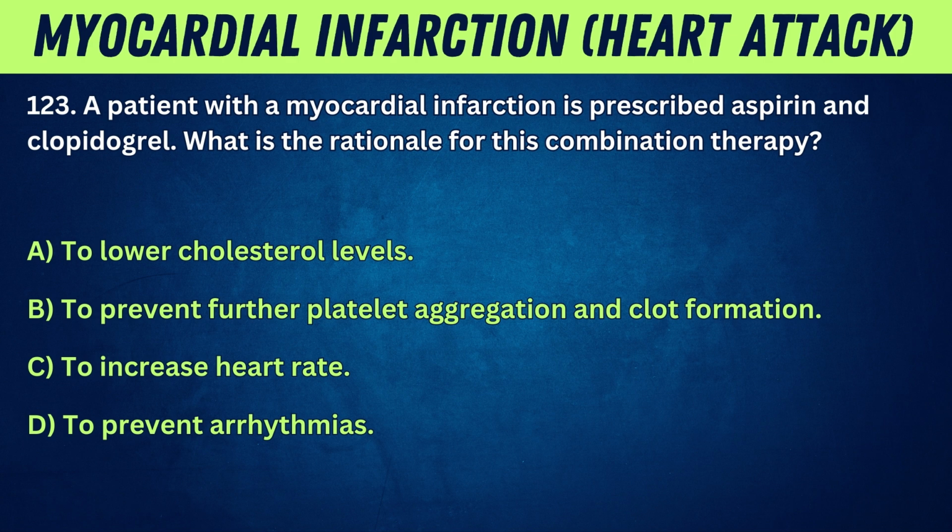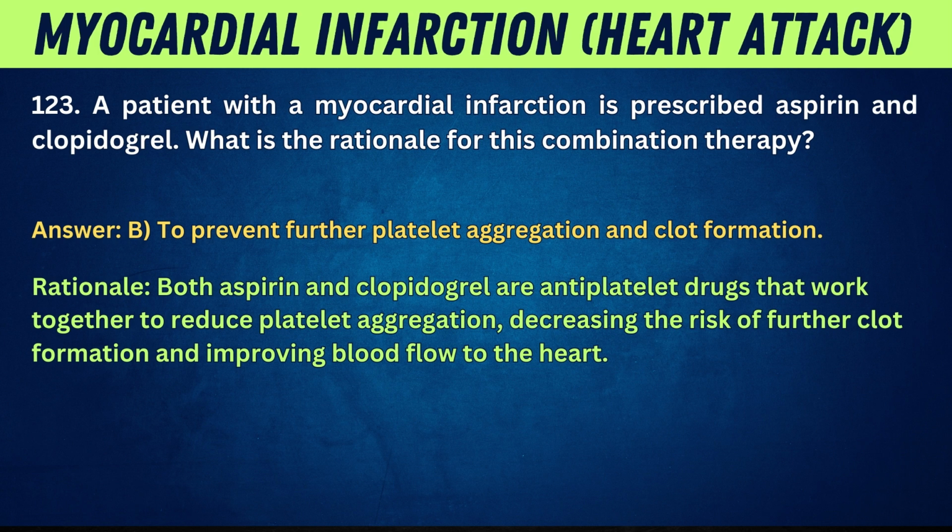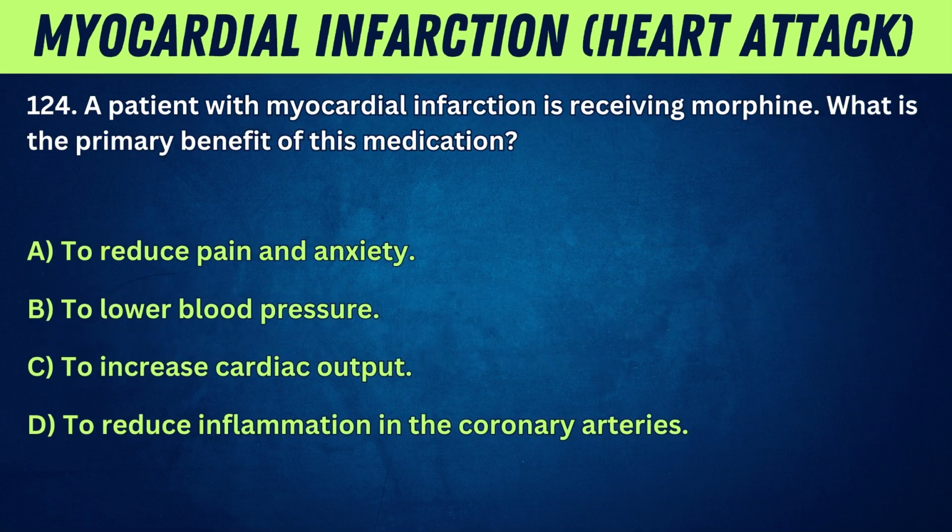A. To lower cholesterol levels. B. To prevent further platelet aggregation and clot formation. C. To increase heart rate. D. To prevent arrhythmias. Answer: B. To prevent further platelet aggregation and clot formation. Rationale: both aspirin and clopidogrel are antiplatelet drugs that work together to reduce platelet aggregation, decreasing the risk of further clot formation and improving blood flow to the heart.